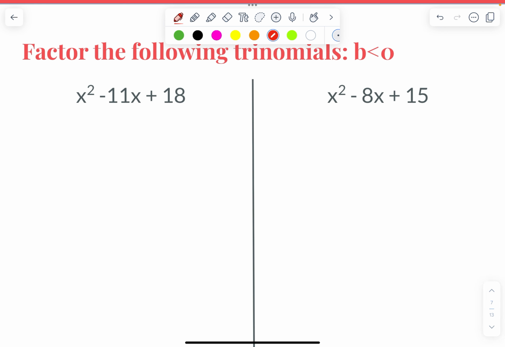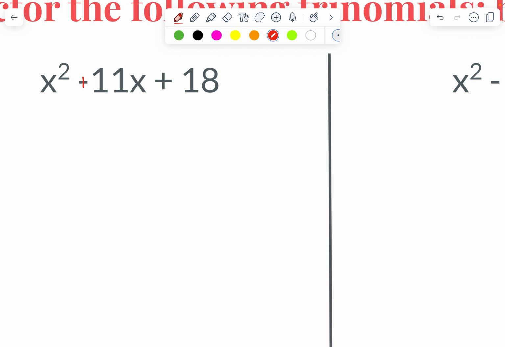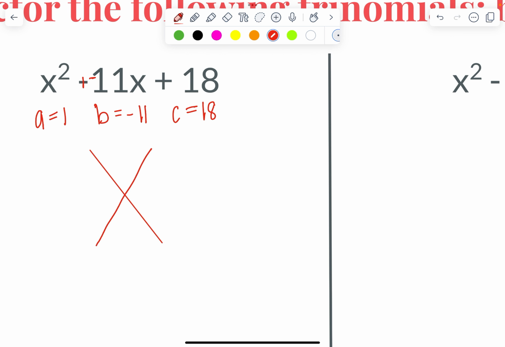All right, in these ones B, or our middle term, is negative. Let's make sure we change this to plus negative. So A is 1, B is negative 11, C is positive 18, and then A times C, 1 times 18 is 18. So I need two numbers that multiply to give me 18 and add to give me negative 11.